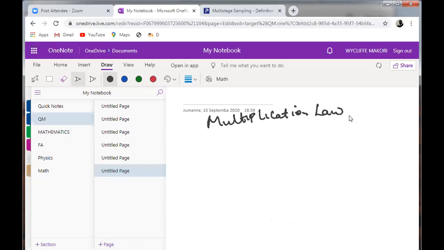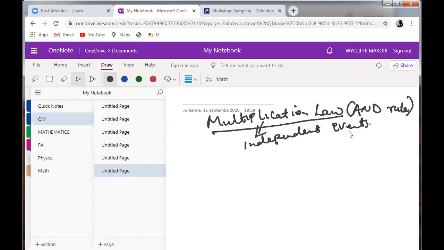The multiplication law is also known as the AND rule. This law is applicable in events we call independent. Remember what we said about independent events? These are events in which the happening of one does not affect the possibility of the happening of the other, meaning that both can happen at the same time. And that's why we are using the word AND here. So we can have a case whereby we want to select A and B. So we want both of them to be selected, or there's a possibility of both of them being selected.